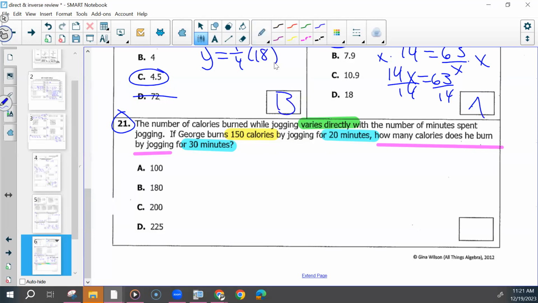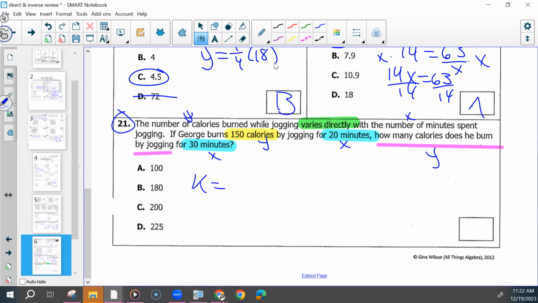And then whatever comes before the words varies directly or any variation of that is y. Whatever comes after is x. The number of calories, all of those will be y. Number of minutes, all of those will be x. Are we looking for a y or an x? Y. So to find y, find your k first.